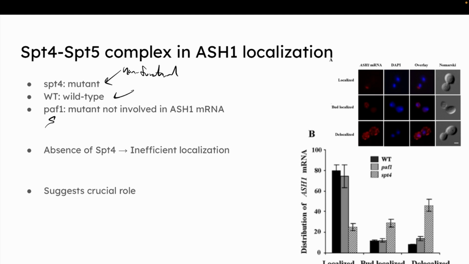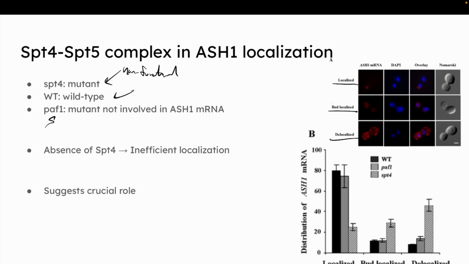And you can see that here, right? The way they did it is that they separated the distributions of all of their samples into 3 categories of localized, bud localized, and delocalized, right? So localized is not particularly specific, right? It can be localized anywhere. But localized is good. This is what would be pretty good. Delocalized, on the other hand, is bad, right? Delocalized, that means that it didn't work.